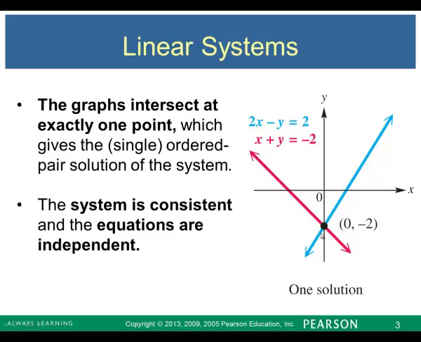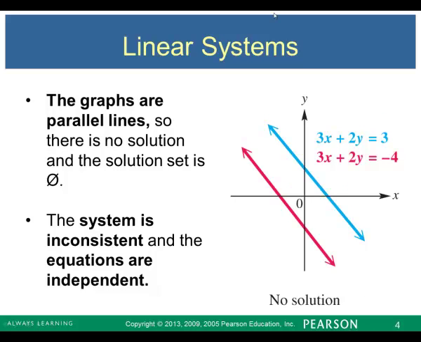So when we solve a system of linear equations and you get one single solution, you can picture that the two lines crisscross at that single point. And this is known as a consistent system. The equations are independent of each other. In other words, they cross at only one point, and there's only one solution for the linear equations.